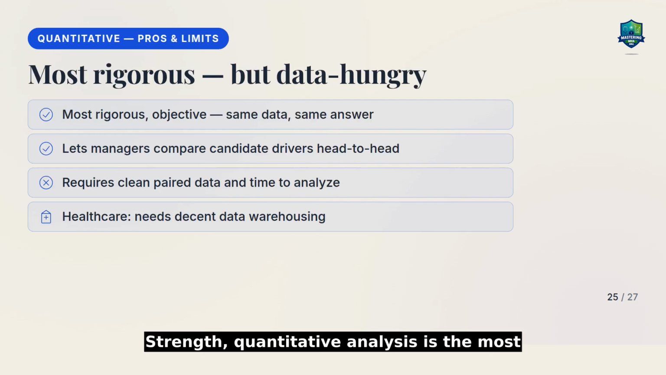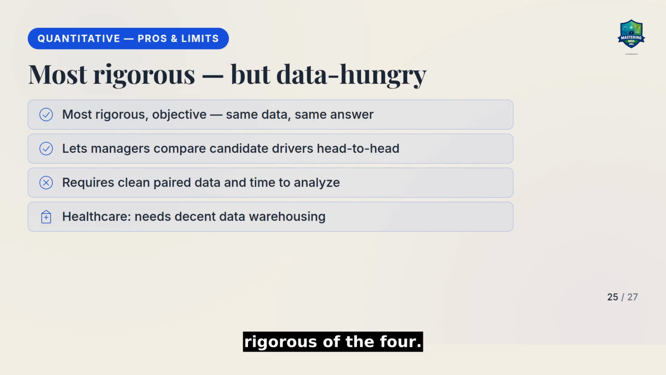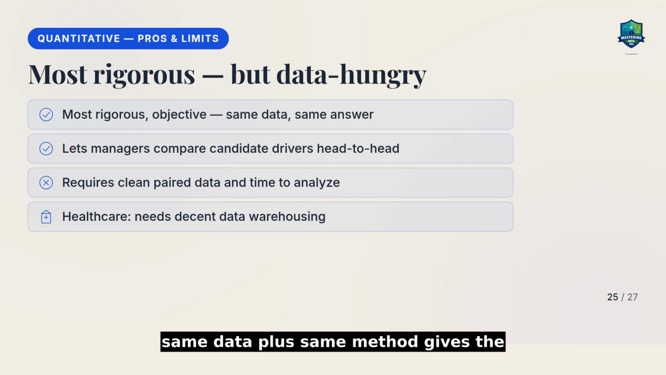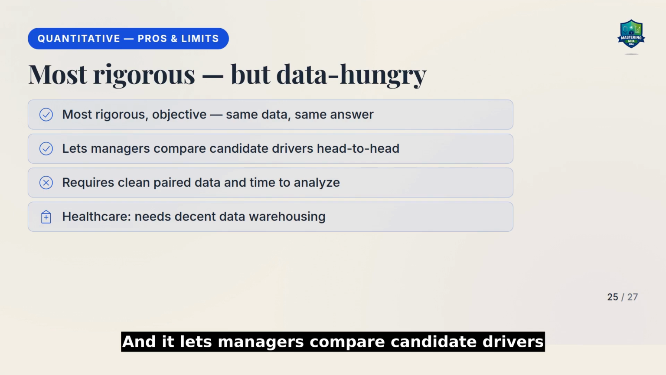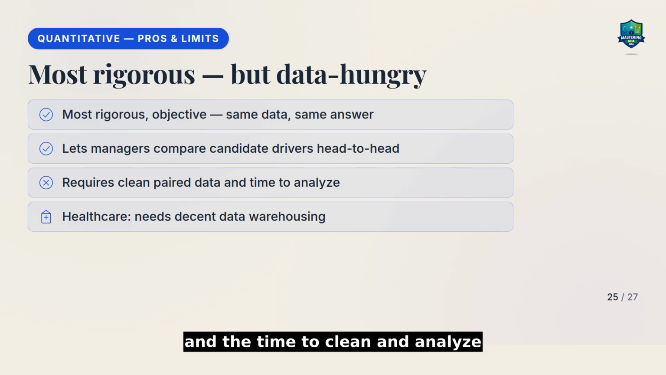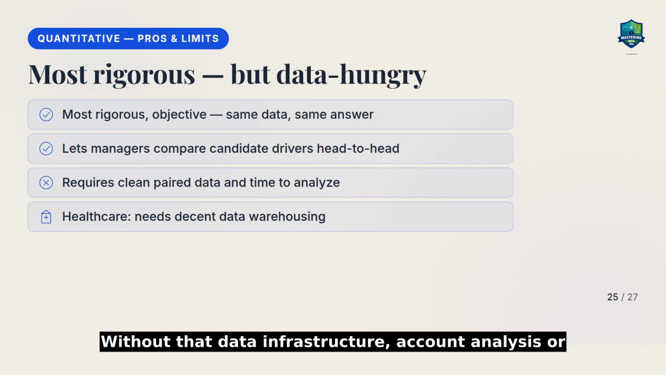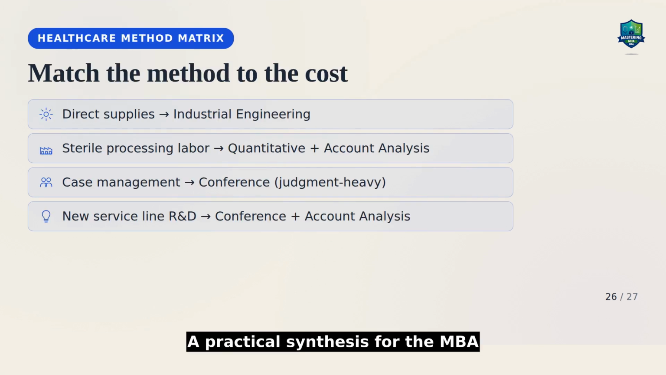Strength: quantitative analysis is the most rigorous of the four. It's objective. Same data plus same method gives the same answer. And it lets managers compare candidate drivers head to head, which we'll do in part 3 with two competing drivers for Elegant Rugs. Weakness: it requires clean paired data and the time to clean and analyze it. In a hospital that has decent data warehousing, it's the right tool. Without that data infrastructure, account analysis or the conference method is often the realistic choice.